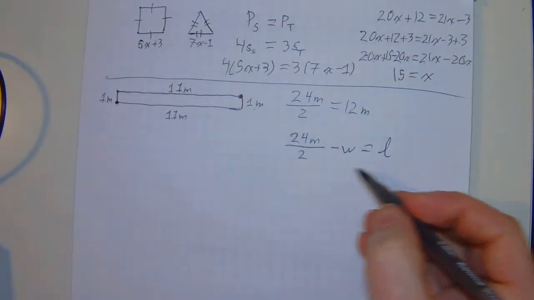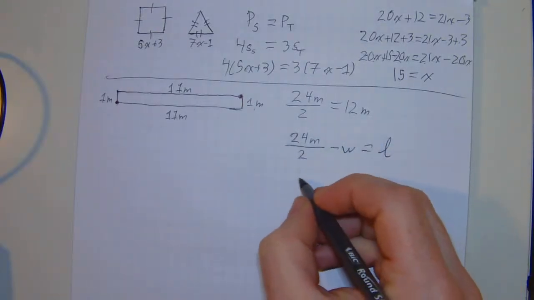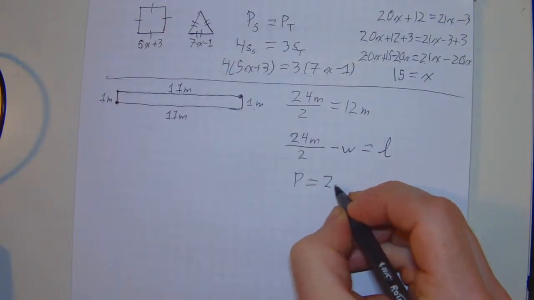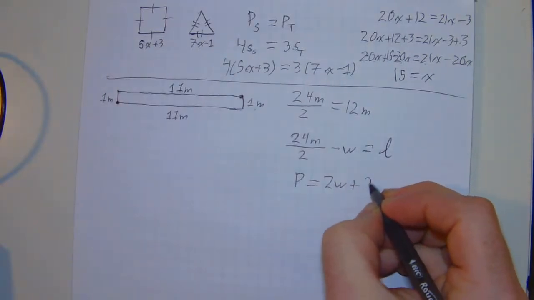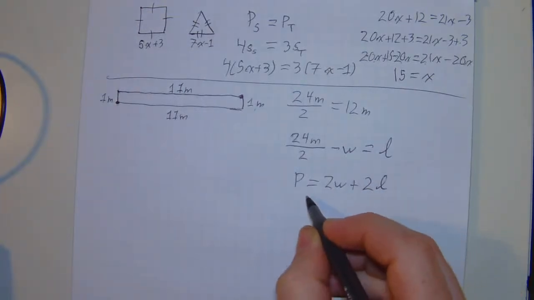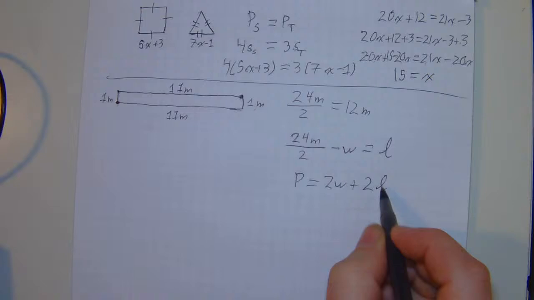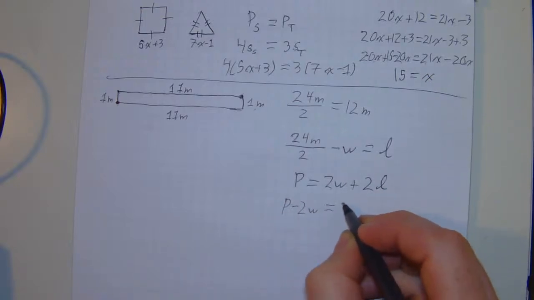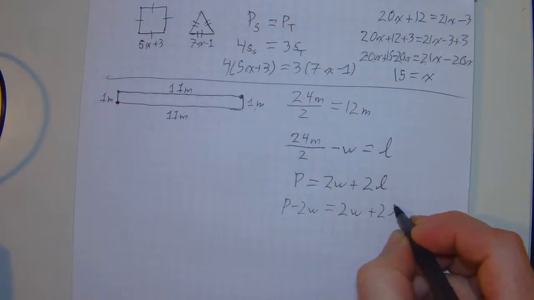We actually built this formula. You might remember a few days ago, we were rearranging formulas, and the formula for the perimeter of a rectangle is P = 2W + 2L, 2 times the width plus 2 times the length. If you rearrange this formula for L, let's subtract 2W on both sides.